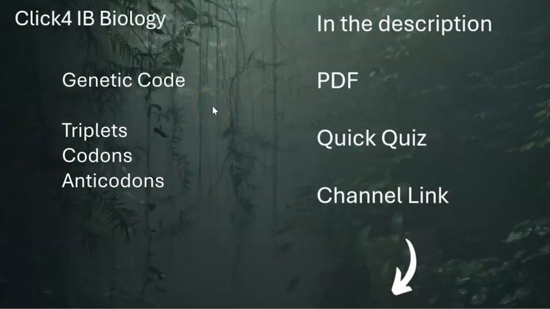Click for IB Biology. We're looking at the genetic code. We're going to be looking at what are known as triplets in DNA, codons in messenger RNA, and anti-codons in tRNA, and how ultimately this all comes together to form polypeptide chains, the proteins.